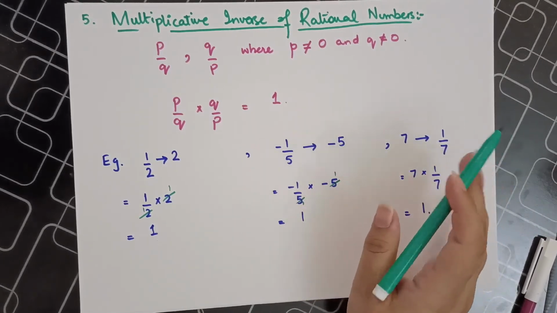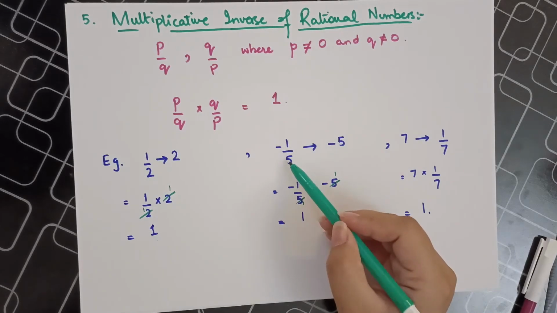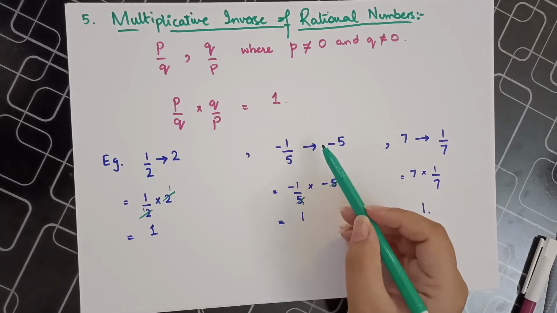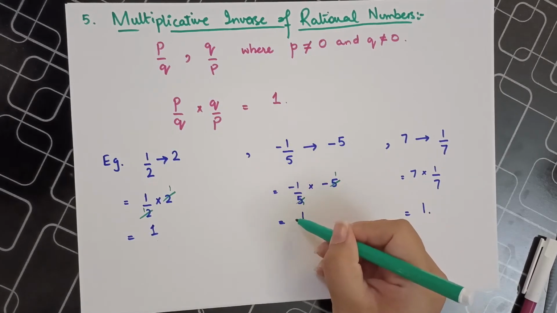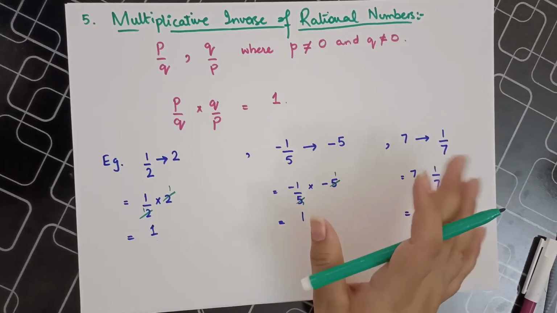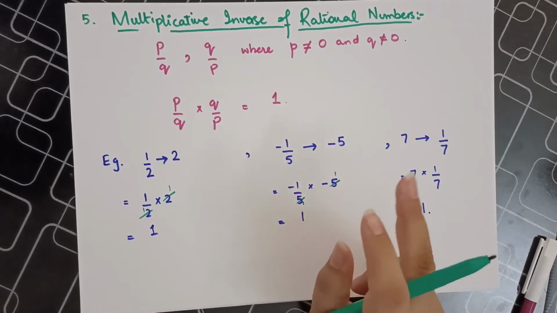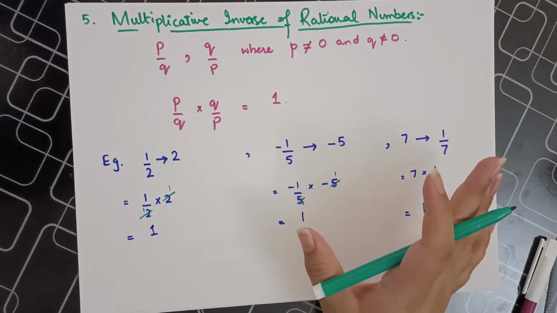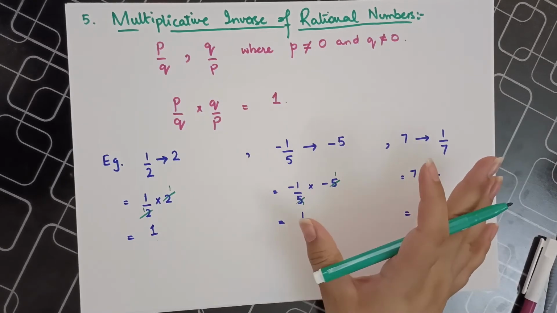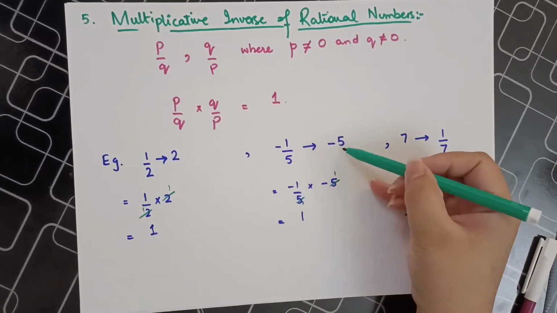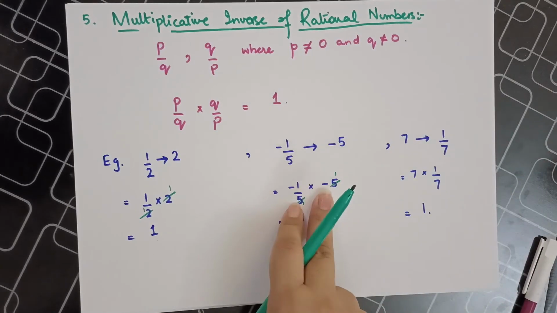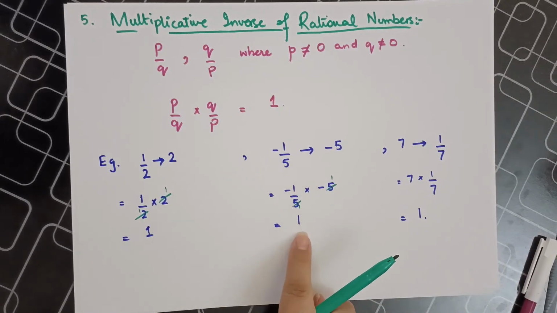Multiplicative inverse cannot be like this: if it's minus 1 upon 5, the resulting answer cannot be 5, because when minus gets multiplied by plus, the answer is minus 1, and minus 1 is not the multiplicative inverse. It has to be a positive one. So always remember that if you are taking a multiplicative inverse for a negative number, its multiplicative inverse will also carry a negative sign, so that when both of them get multiplied together, the resulting answer is a positive one.